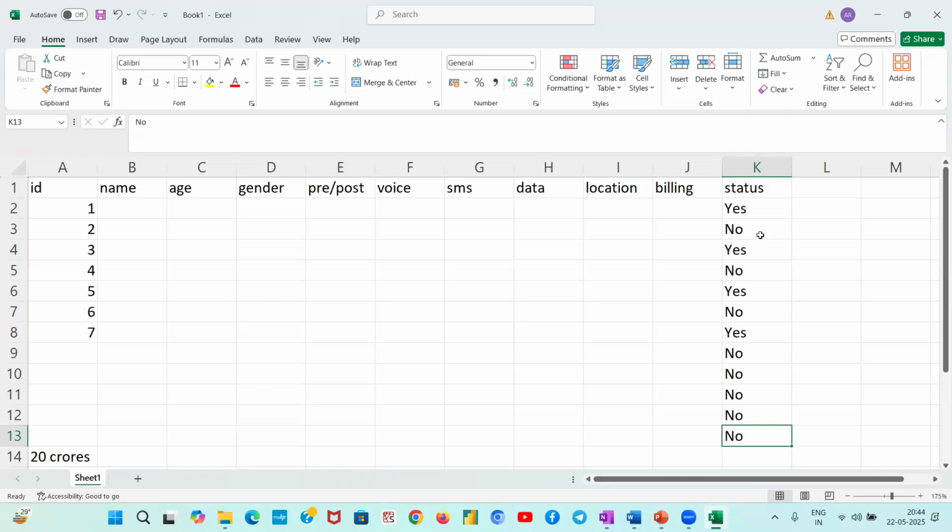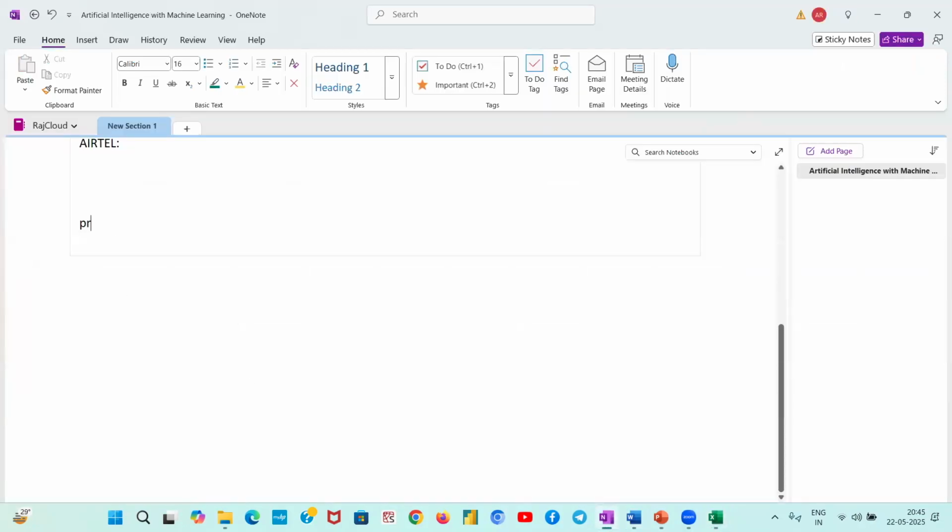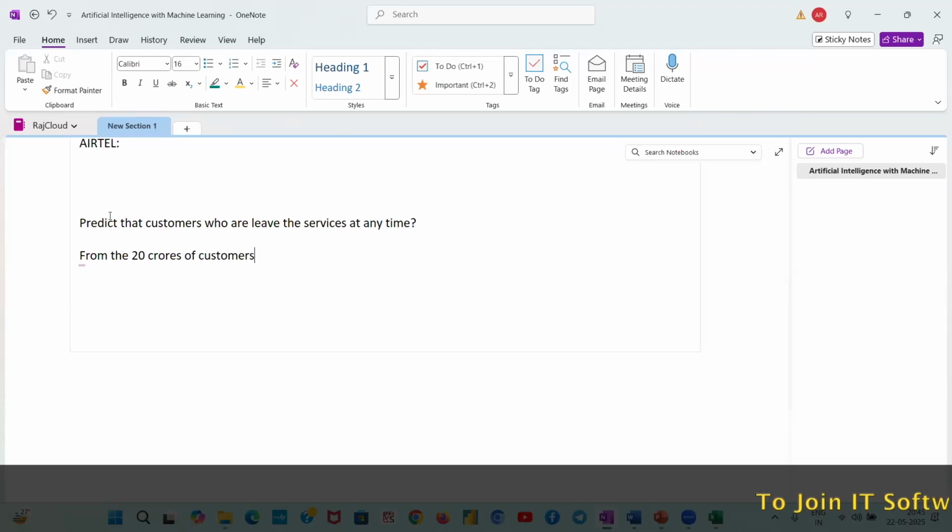someday I also need to shut down the services. Then what shall I do? So here, I have to predict those people who are ready to leave the services. I have to predict the customers who will leave the services at any time. So the question is, how to predict those customers from the 20 crores of customers? How do we know which people are going to leave?